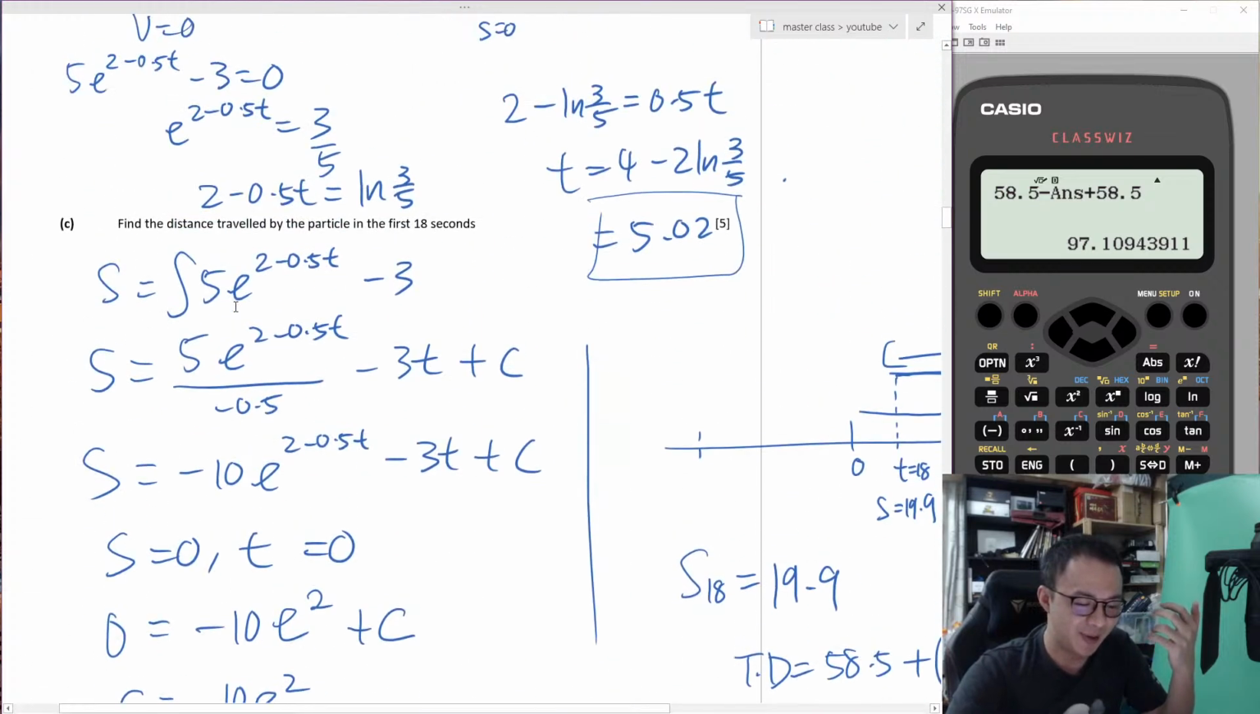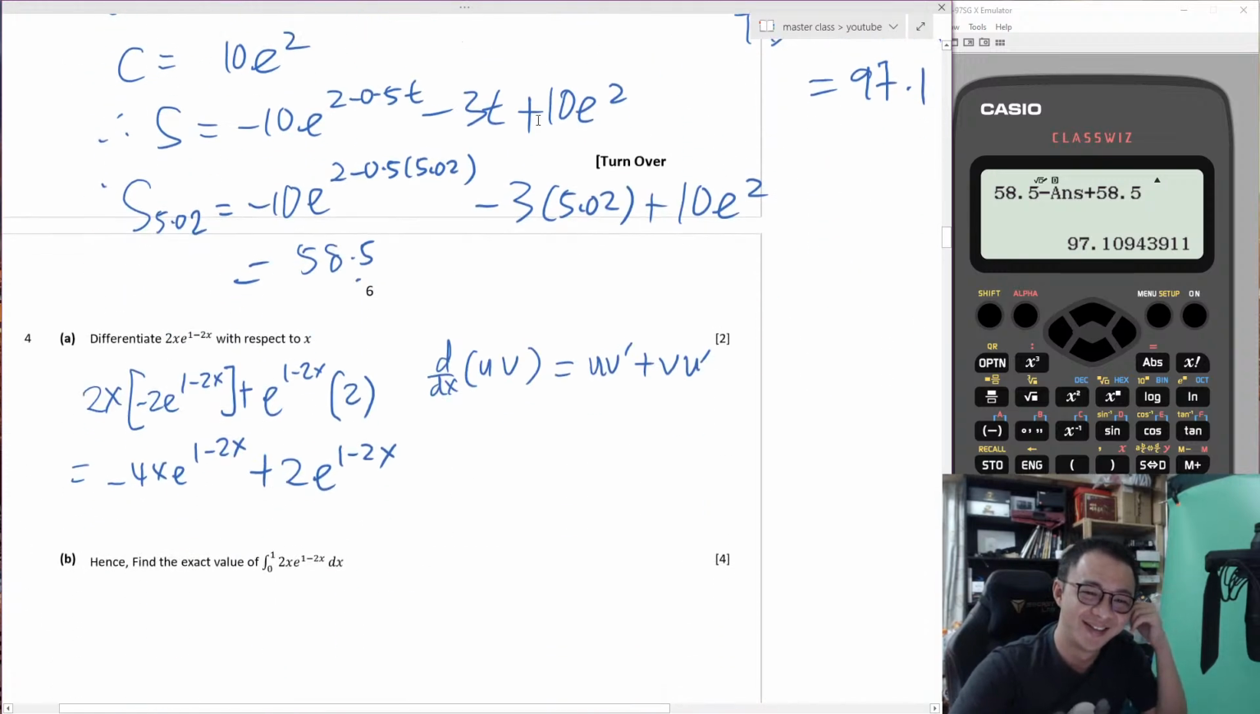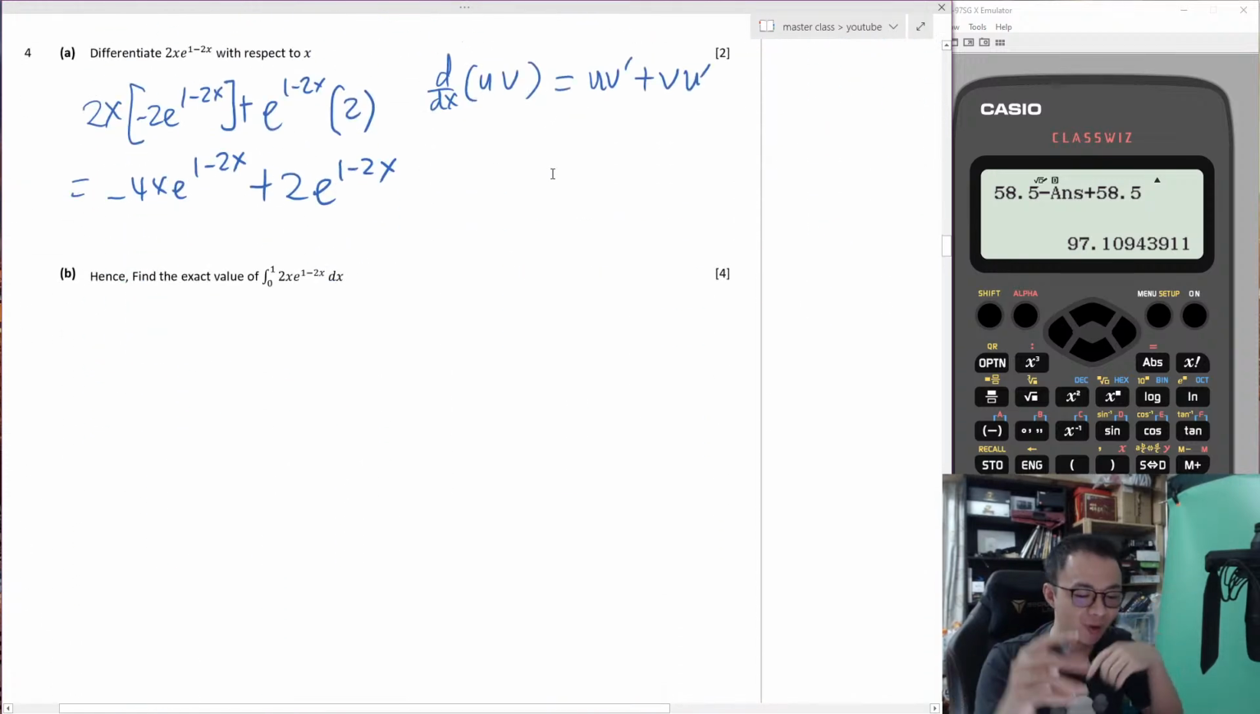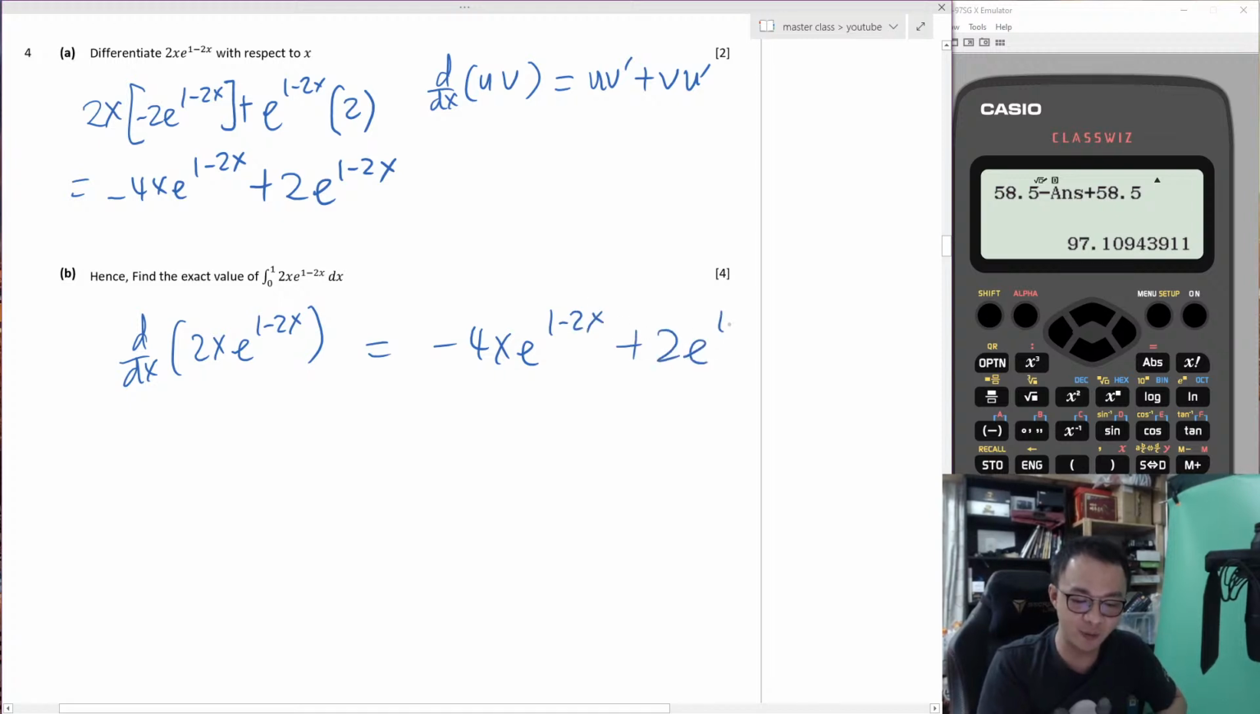Did I make any mistake? Yeah, here I must write a dt, right? Okay, please write a dt. Alright, so this one I will need to use the answer above. So when I differentiate 2x e^(1-2x), I will get negative 4x e^(1-2x) plus 2e^(1-2x).